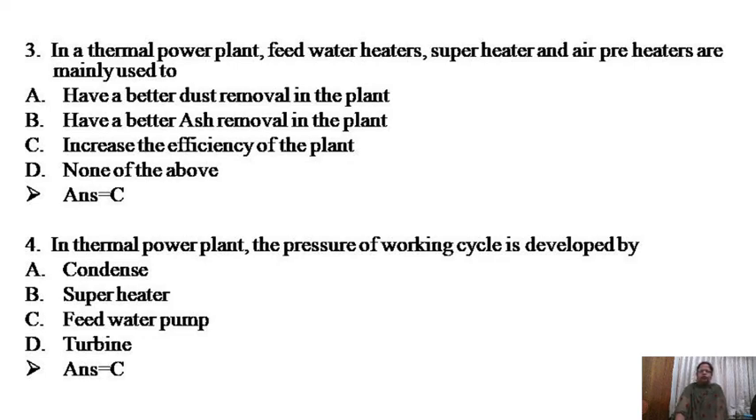Fourth one: in a thermal power plant, the pressure of the working cycle is developed by option A, condenser; option B, superheater; option C, feed water pump; option D, turbine. In a thermal power plant, the pressure of the working cycle is developed by option C, that is the feed water pump.